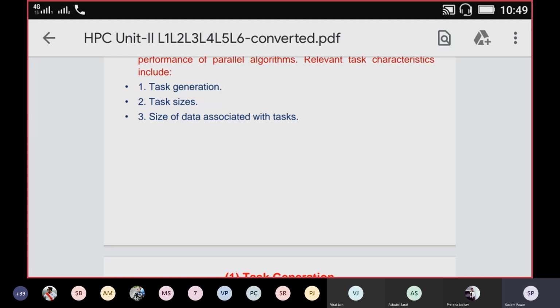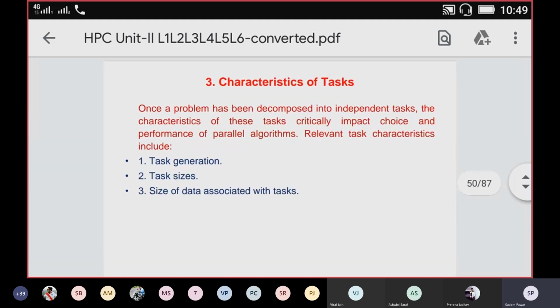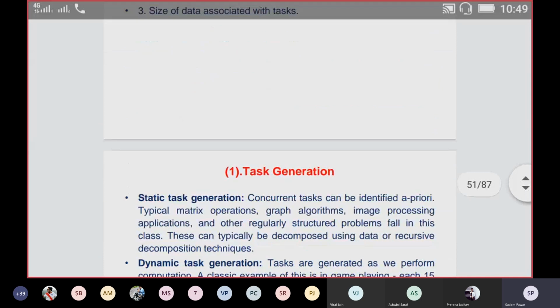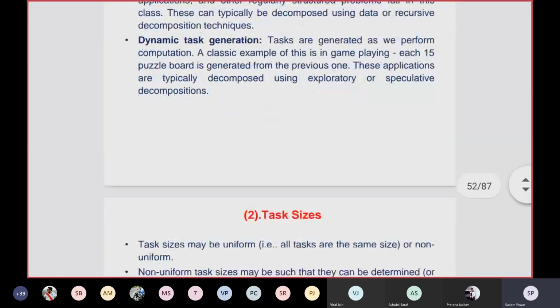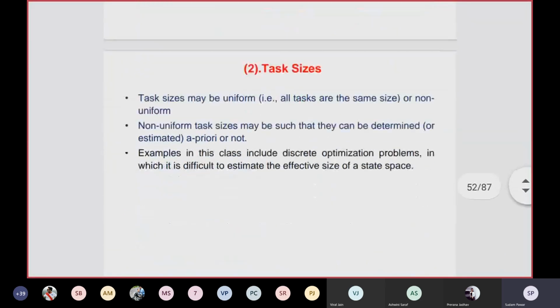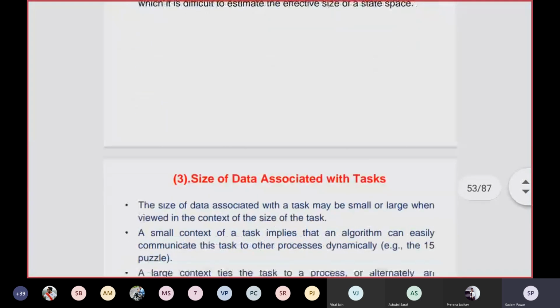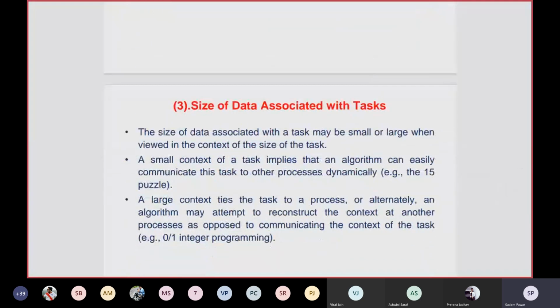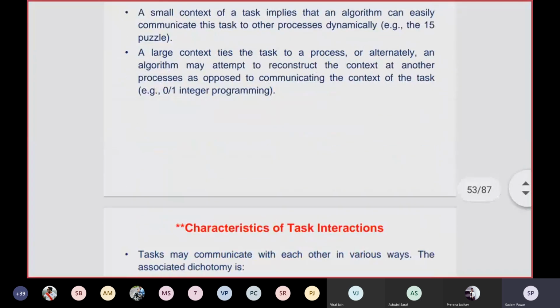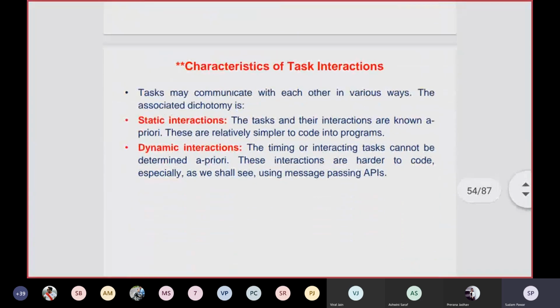Okay, so these are the characteristics of task we have seen: task generation, then size of task. For task generation, you have to consider static task generation and dynamic task generation with their examples. Then task sizes, the second characteristic. The third characteristic is the size of data associated with the task. Then moving towards the next subtopic, characteristics of task interactions.